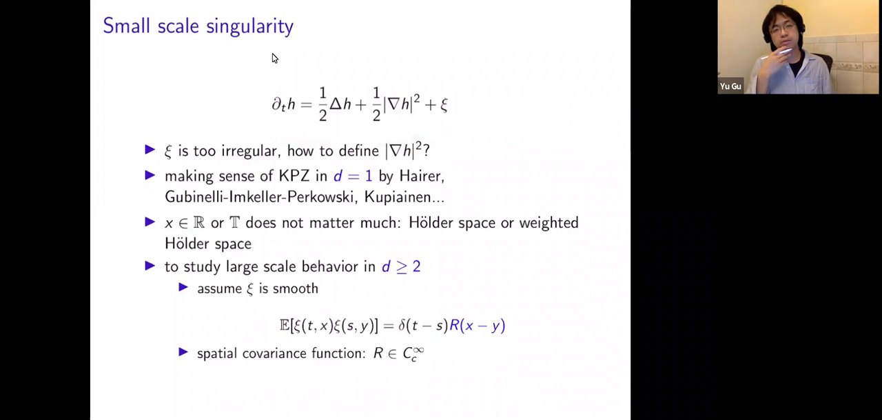What you can do is to assume that the noise is smooth. You can either assume that the noise is a smooth Gaussian field, or you can assume that it's only smooth in the spatial variable. That's what I did here. I'm assuming that the noise is smooth in the spatial variable. In the time variable, the coherence function is still Dirac. But in the spatial variable, this R is the spatial coherence function, and I'm assuming that this R is very smooth. Then there's no problem with making sense of this equation. To study the large-scale behavior here, I just need to assume that the noise decorrelates sufficiently fast. I'm assuming that R is compactly supported, which means the noise has finite range of dependence. As long as the noise decorrelates sufficiently fast, you expect a similar large-scale behavior.